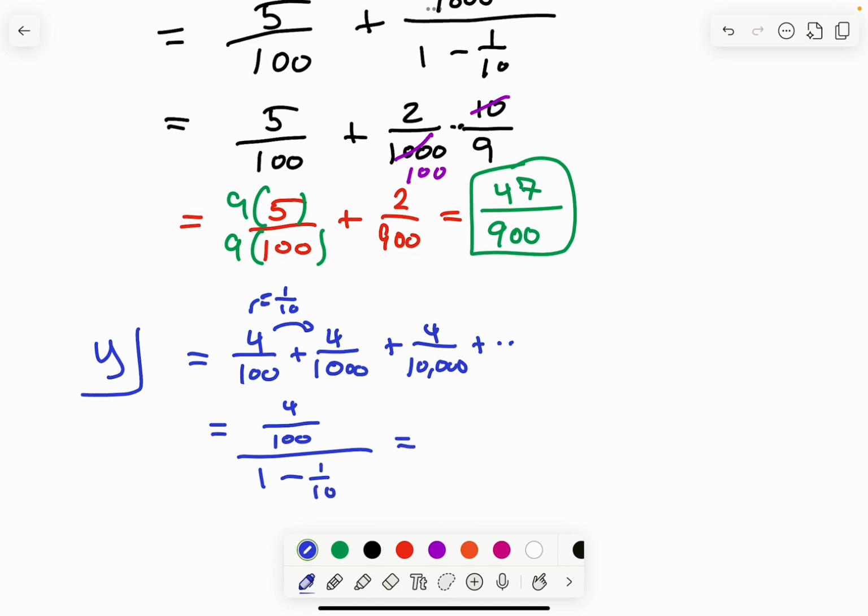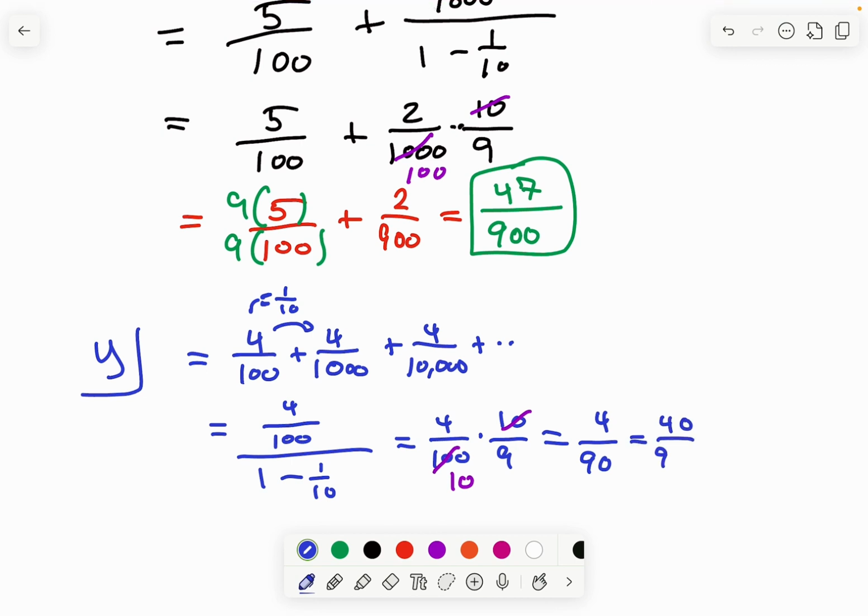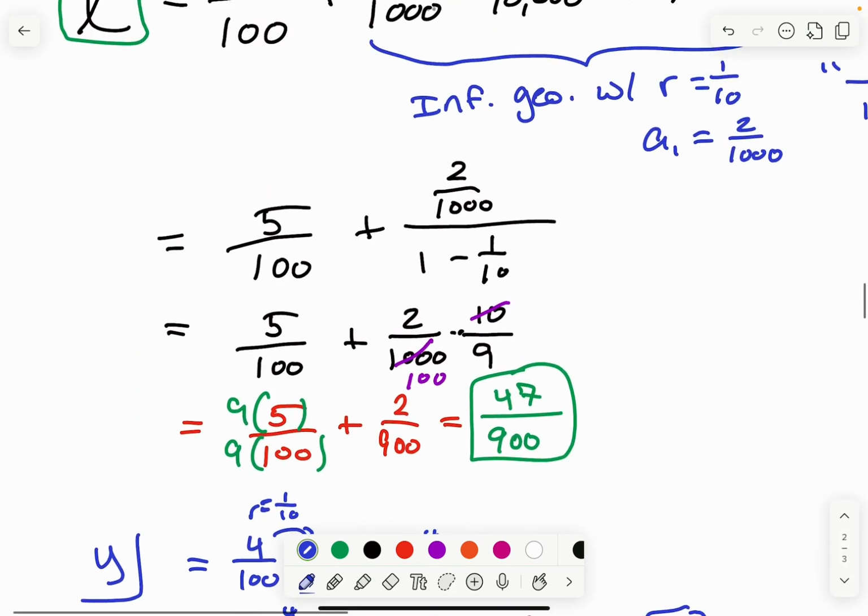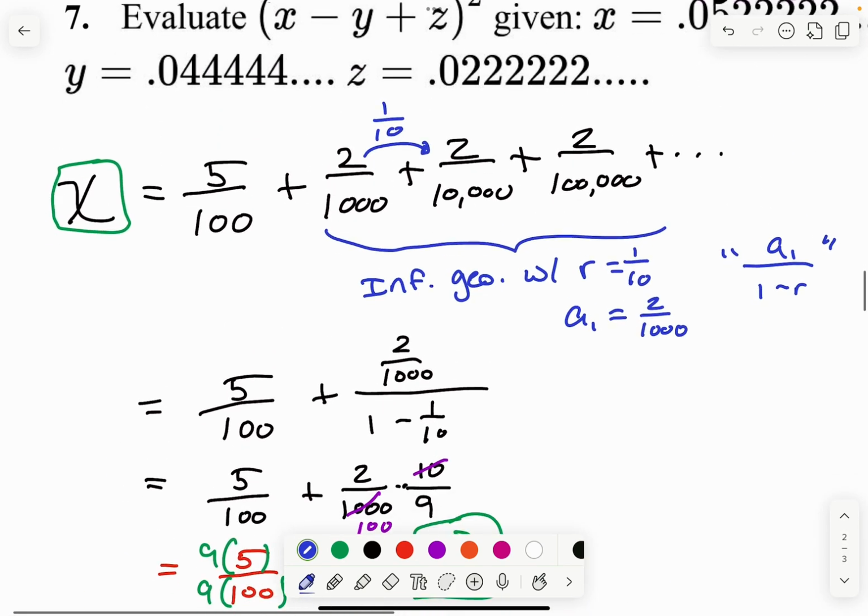Okay, so that gives us 4/100ths. So again, the bottom is 9/10, which I'll turn into multiplying by 10/9. That makes it 10 there. And this becomes 4/90. I'm going to write it as 40/900, only because I want it to have the same denominator as my x one, because we're going to subtract them.